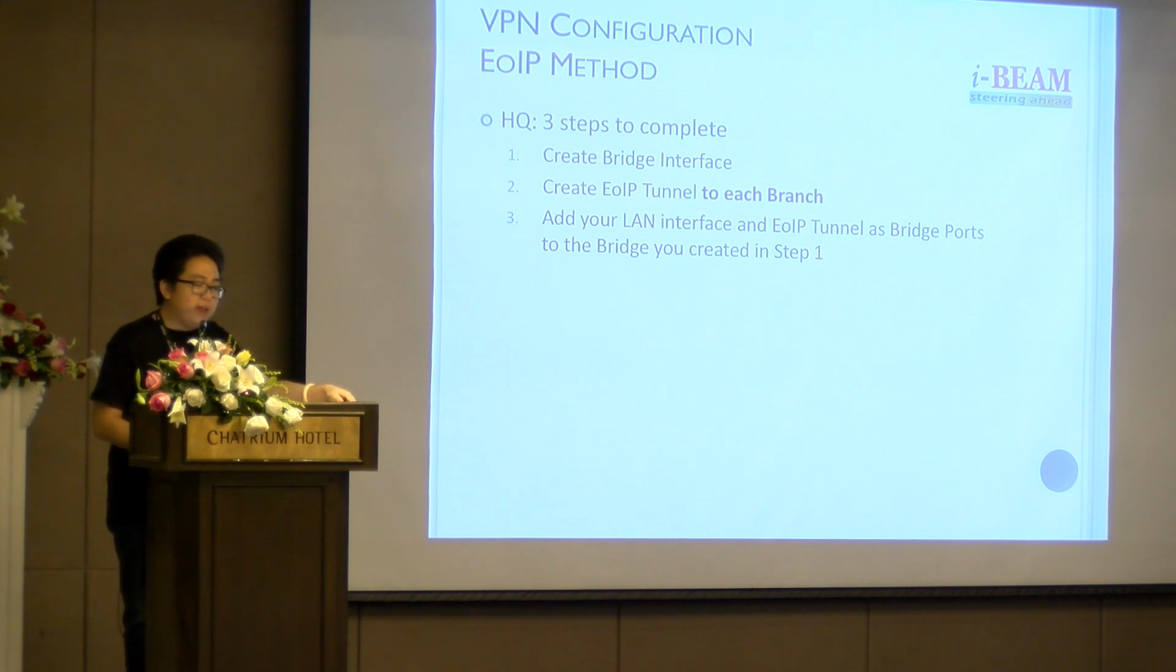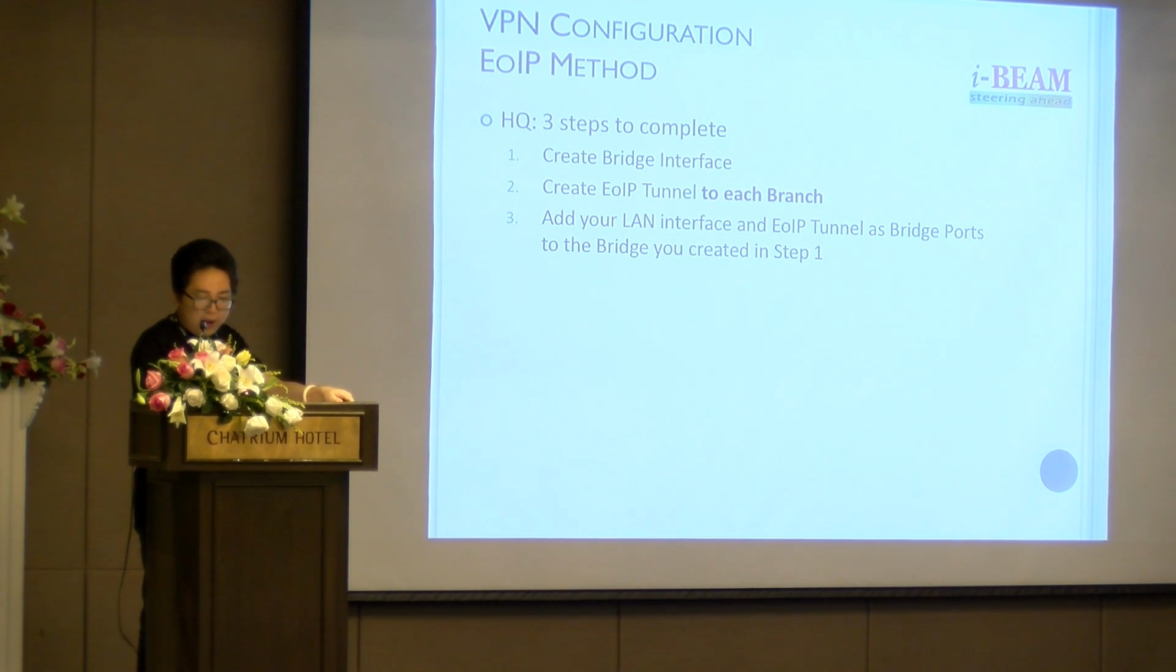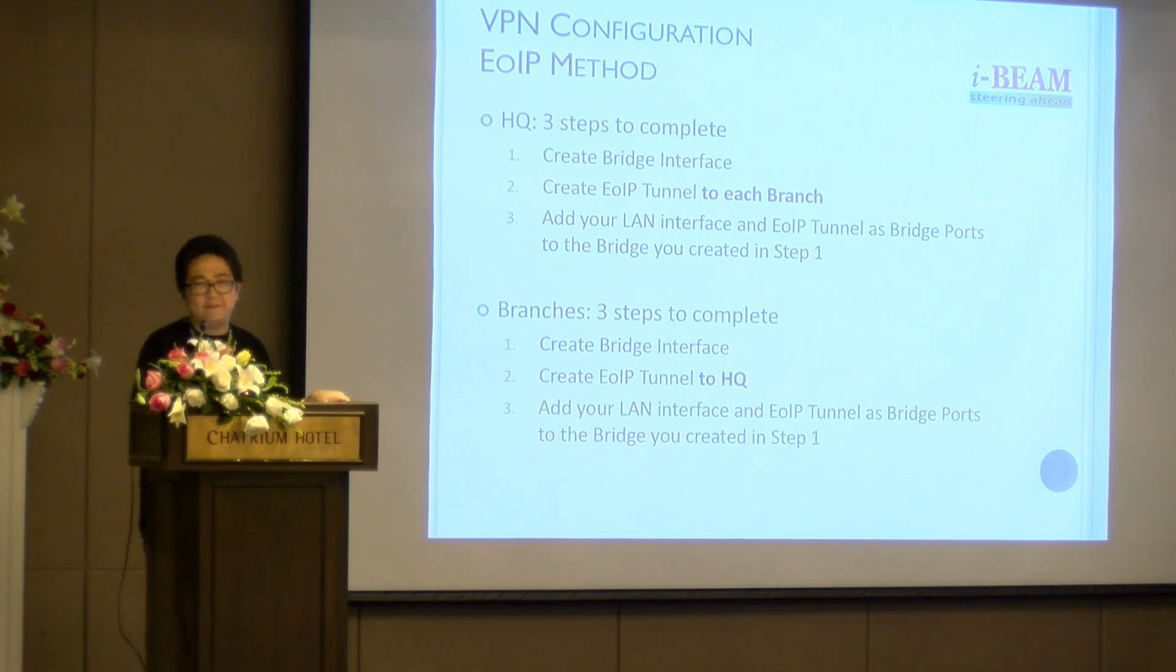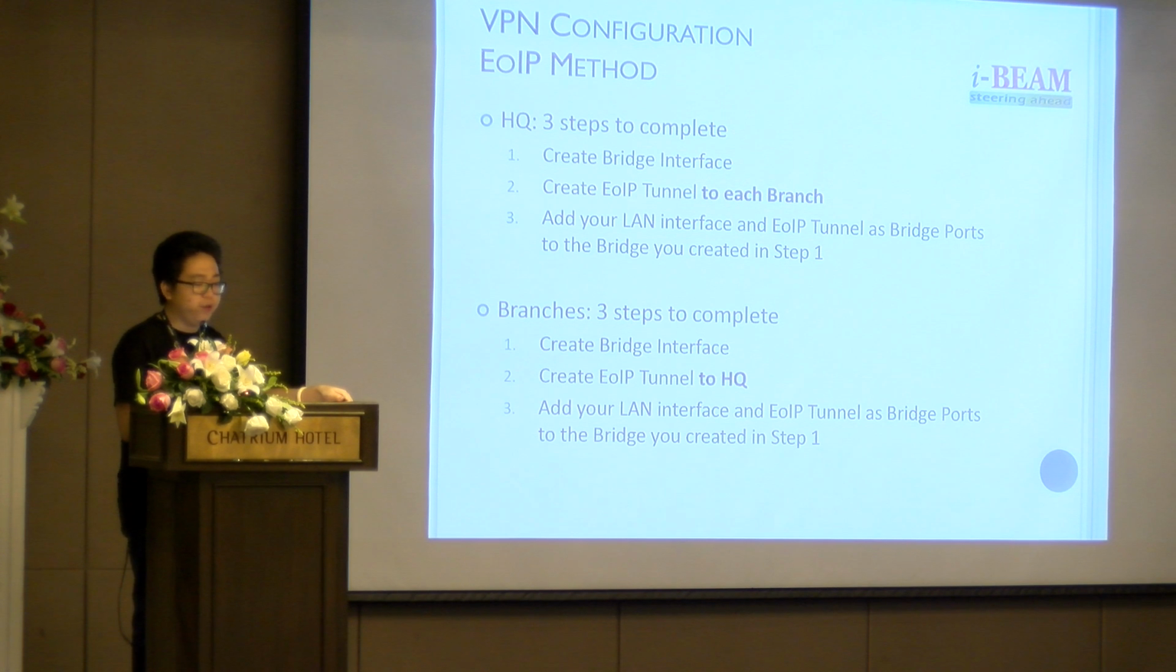And then you need to add your LAN interface and the EoIP tunnel into the bridge that you created in step number 1. Actually, the configuration is very simple. You just go to the bridge, add the bridge, go to the tunnel, add the tunnel. After that, you add the port into the bridge. Then that's it. This is for headquarters.